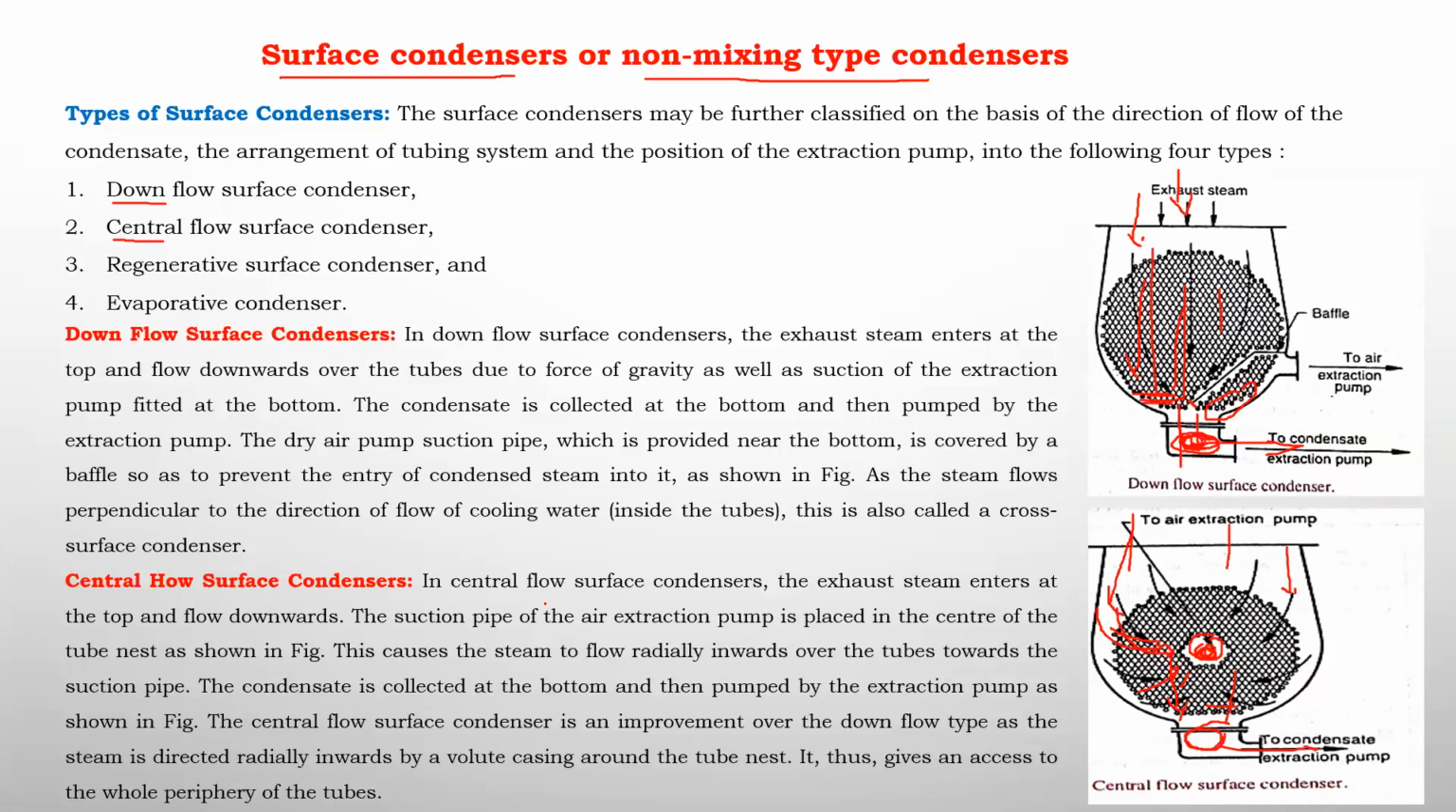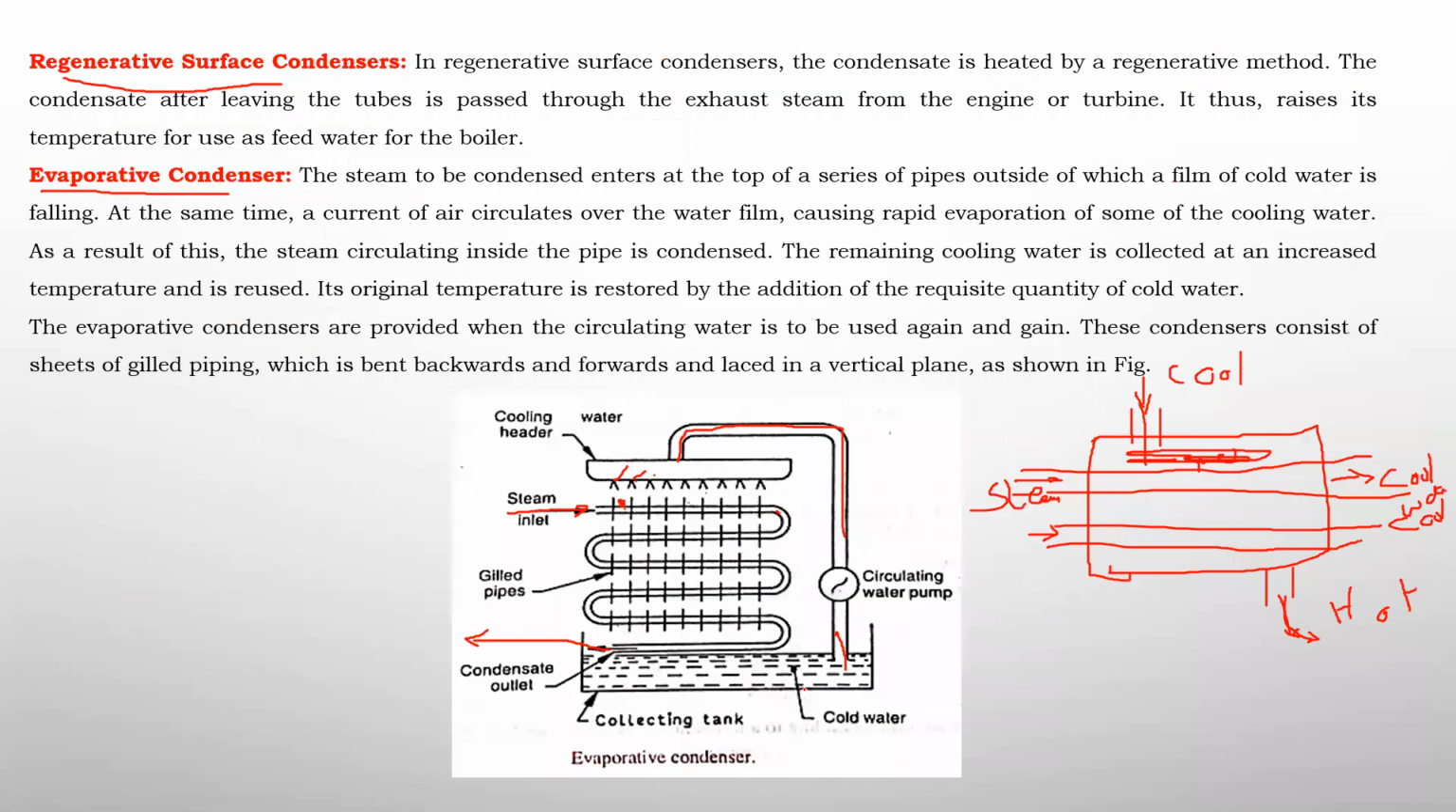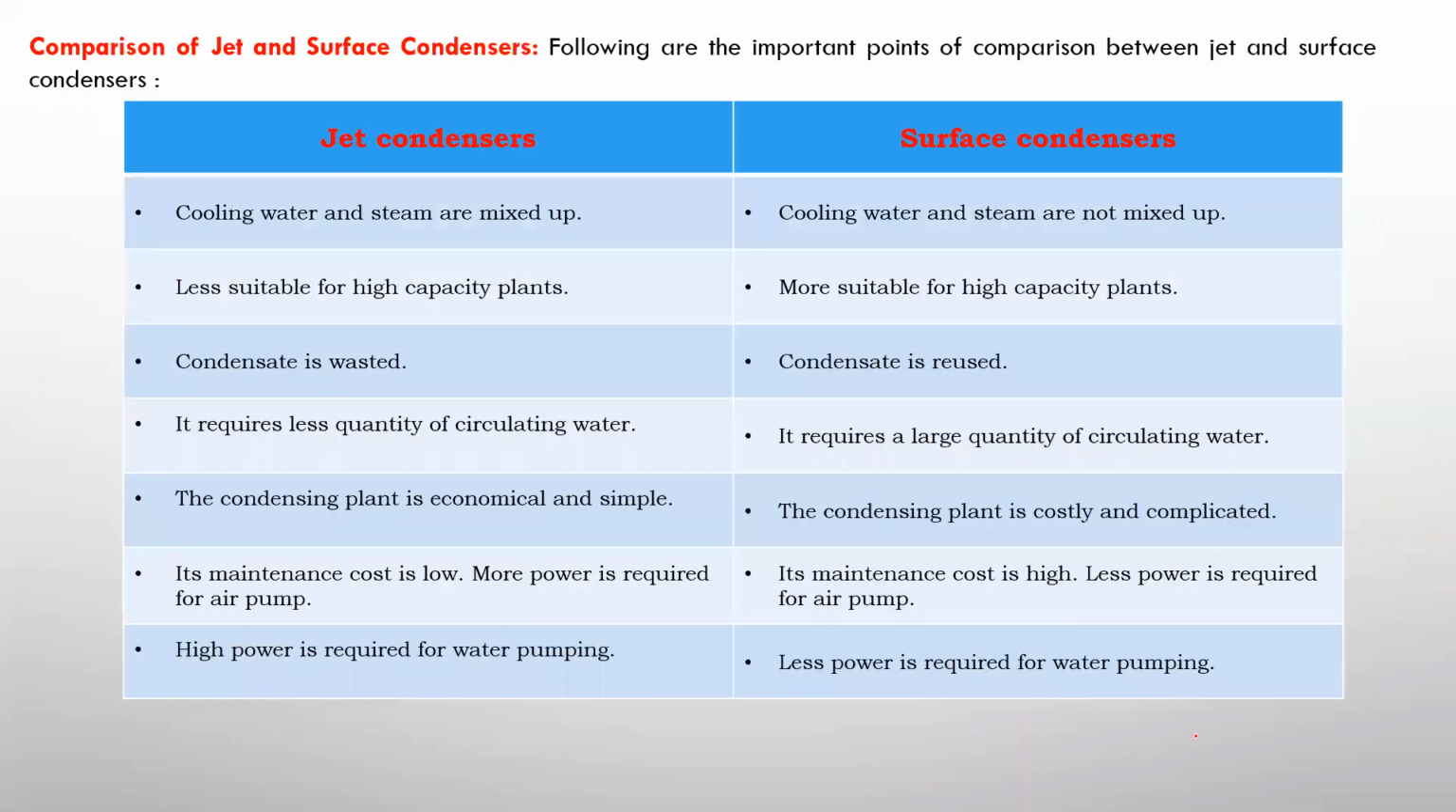Downflow, the direction will be particularly towards the downward direction. And the central flow is towards the center direction. Regenerative is simply a heat exchanger type. Evaporative is where the cooling water gets evaporated once it touches the hot surface, and the surface gets cooled. The liquid which passes through inside the surface, inside the pipeline, gets cooled. The cold condensate will be sent back to where? Boiler. And this is very, very important.